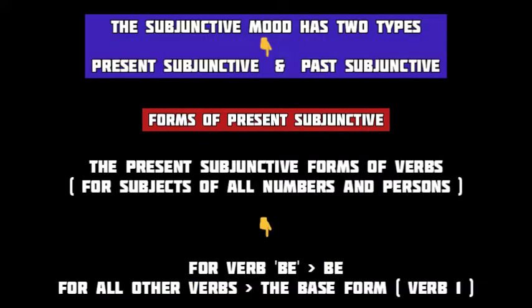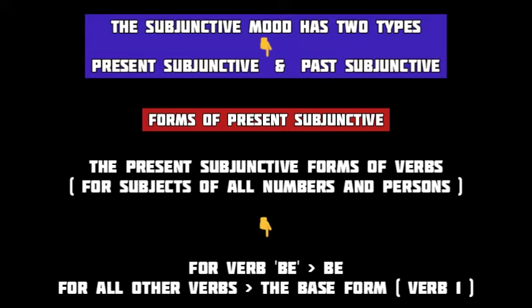I understand these definitions may sound complex, so let me explain these concepts more clearly. You see, the subjunctive mood of a verb has two types: the present subjunctive and the past subjunctive. If you remember the forms of the subjunctive mood, you can understand the concept very easily. So first, let's learn the present subjunctive forms of verbs.